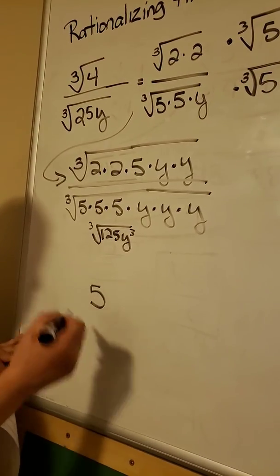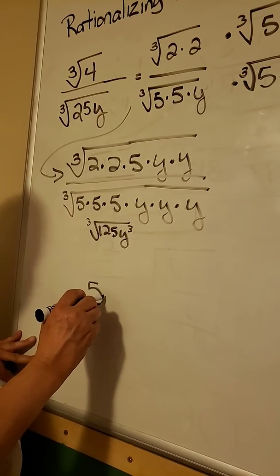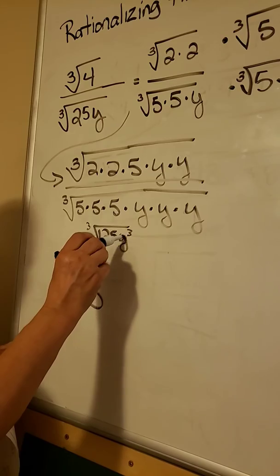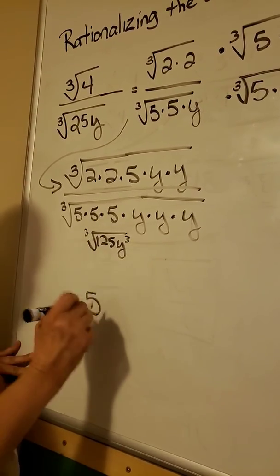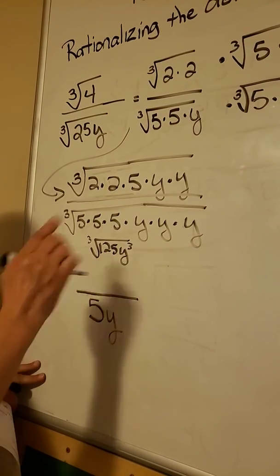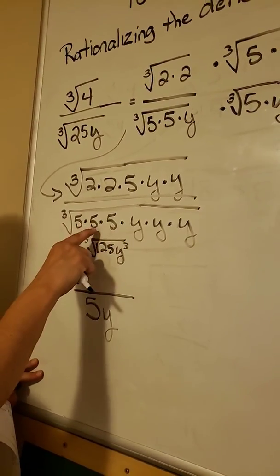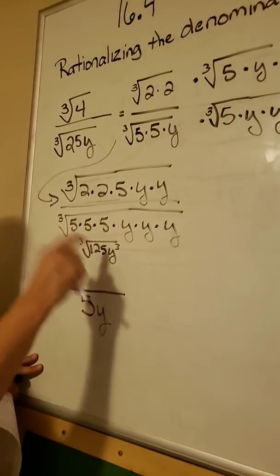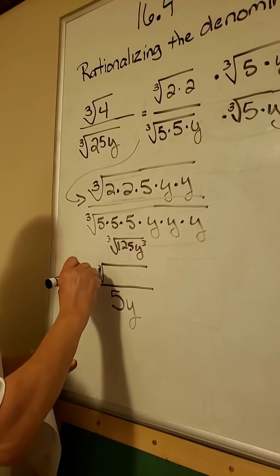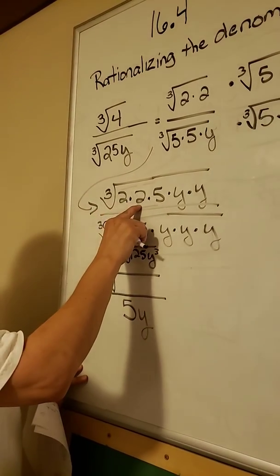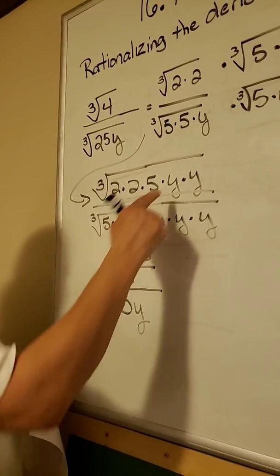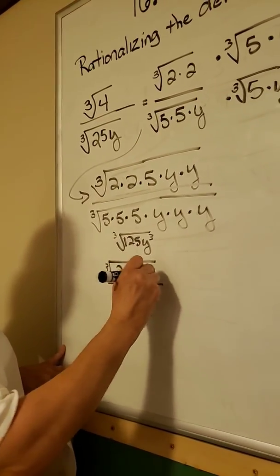It really doesn't matter to me which way you do it. Whichever way is easiest for you. But 125 is a perfect cube of 5. Y cubed is a perfect cube of just y. If you're seeing the shortcut, then go ahead and do it. If you're not seeing the shortcut, then write it all out. Then on the top, we've got radical, there's our 3. We got 2 times 2 is 4. 4 times 5 is 20. Y times y is y squared.